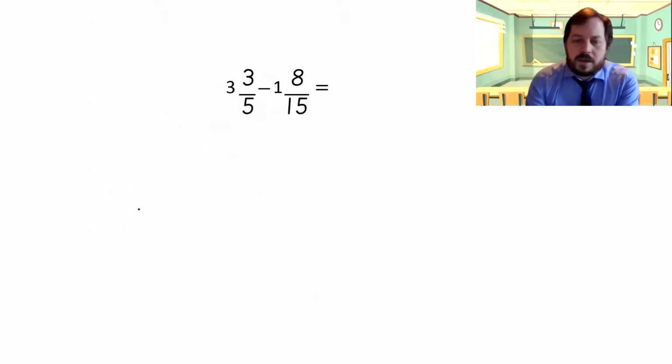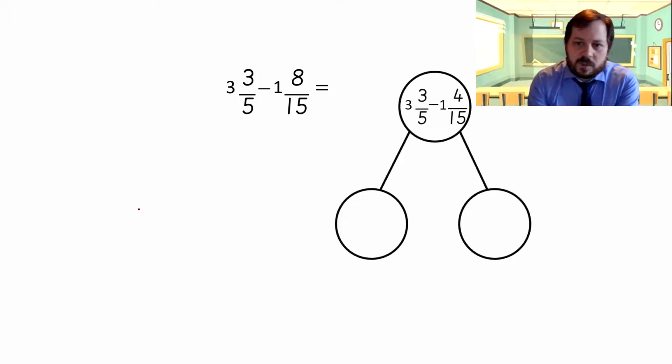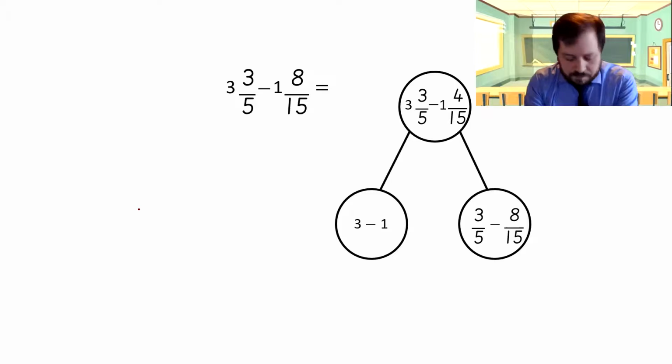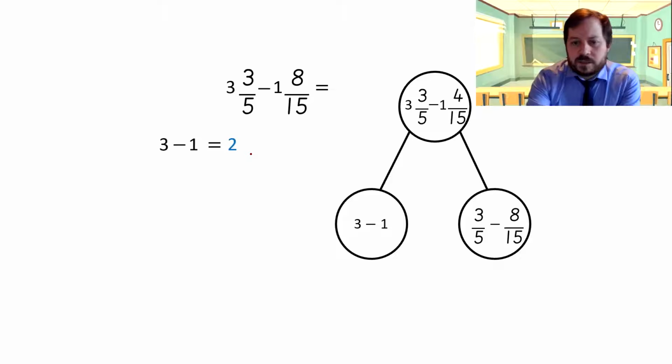Okay. So here we go. Let's talk that through one more time. We've got 3 and 3/5 minus 1 and 8/15. The first thing we look at doing is we can complete the whole number part, and then we can complete the fraction part. We do it in two parts like that. We have to treat them separately because they follow different rules. So easily enough, we've got 3 minus 1 is 2.